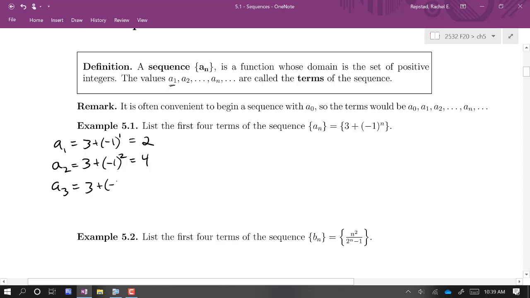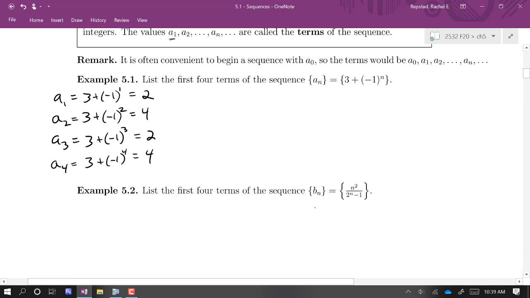A3, so that'd be 3 minus 1 again, that's 2, and A4, and that's 3 plus 1 again, or 4. I think we can sort of see what's happening, right? That -1 to the n power is either going to be a -1 or a +1, depending on whether n is even or odd. Here's another sequence.